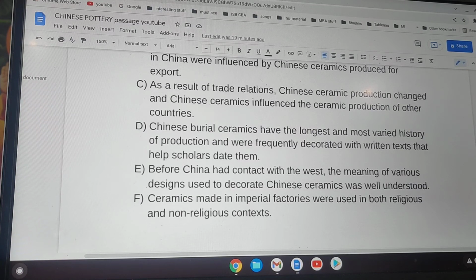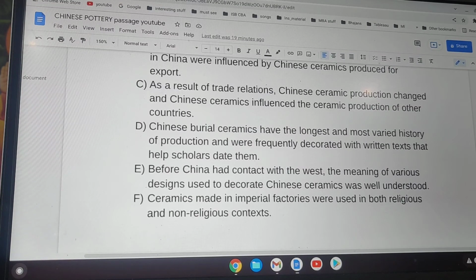Okay, ceramics made in imperial factories were used for the religious and non-religious context. Of course they were used, but this is not a very important portion of the text. That's just a minor idea. Okay, so we will always enclose and cover the main idea. All right, you'll feel that option E is also stating the minor idea. No, it's stating the idea which was very clear to the Chinese people before other people, firstly. Secondly, they had the meanings very explicitly mentioned. Okay, so they had these ideas very clear.